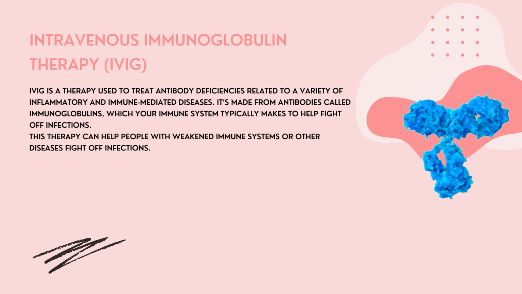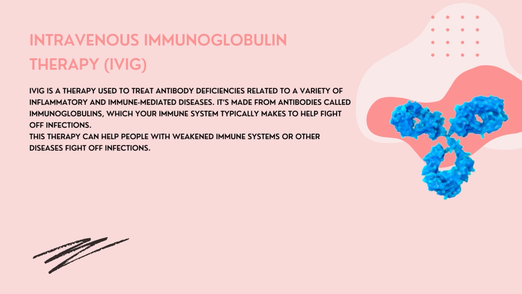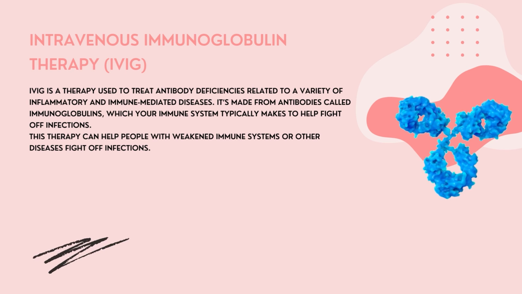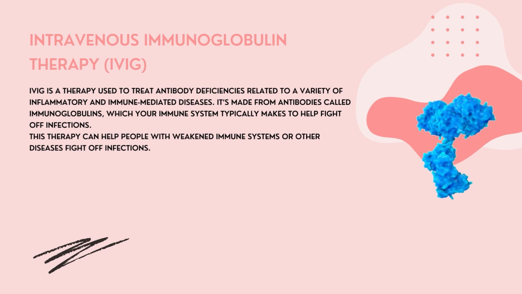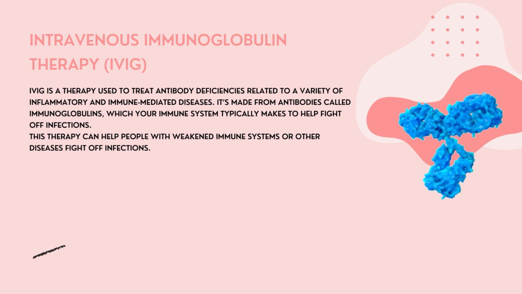Intravenous immunoglobulin therapy, IVIG. IVIG is a therapy used to treat antibody deficiencies related to a variety of inflammatory and immune-mediated diseases. It's made from antibodies called immunoglobulins, which your immune system typically makes to help fight off infections. This therapy can help people with weakened immune systems or other diseases fight off infections.